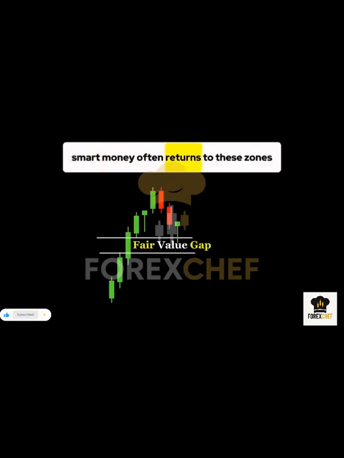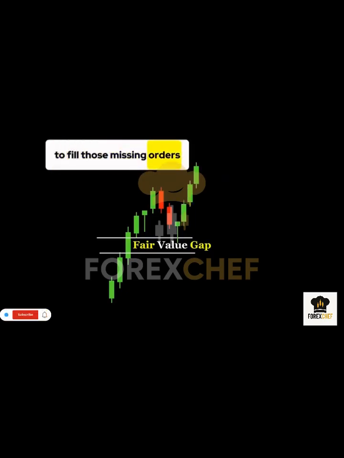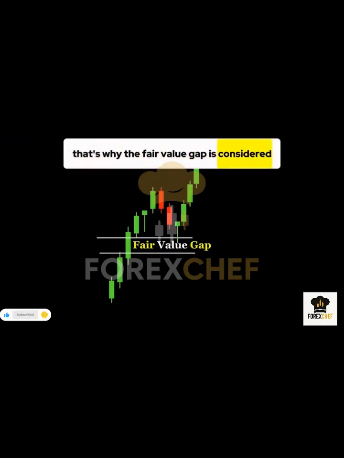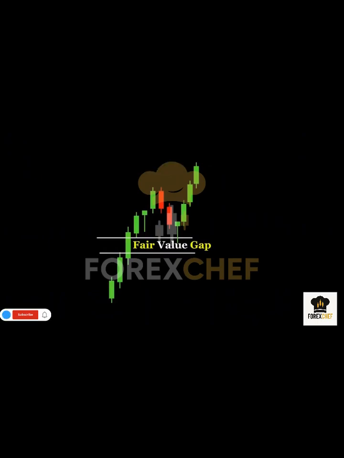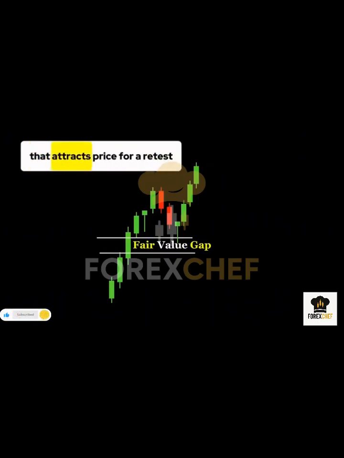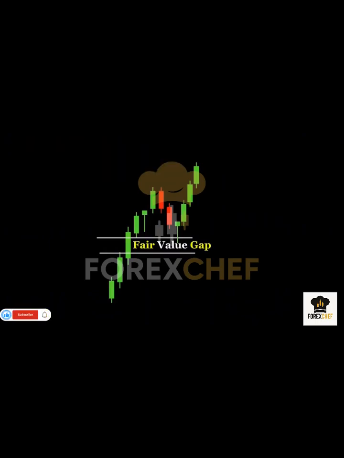Smart money often returns to these zones to fill those missing orders. That's why the fair value gap is considered an imbalanced liquidity zone. It holds resting liquidity that attracts price for a retest. For traders, it becomes a high probability area to anticipate reactions and enter with precision.